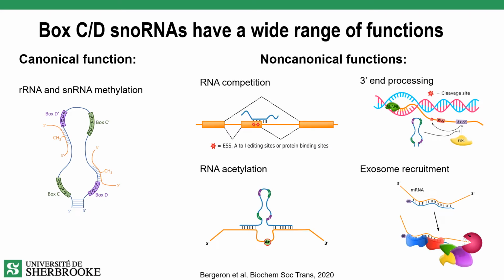But in recent years, novel diverse functions were shown for box C/D snoRNAs, such as the regulation of alternative splicing by RNA competition, the regulation of 3' processing by the interaction with polyadenylation factors, regulation of the RNA level, and RNA acetylation.